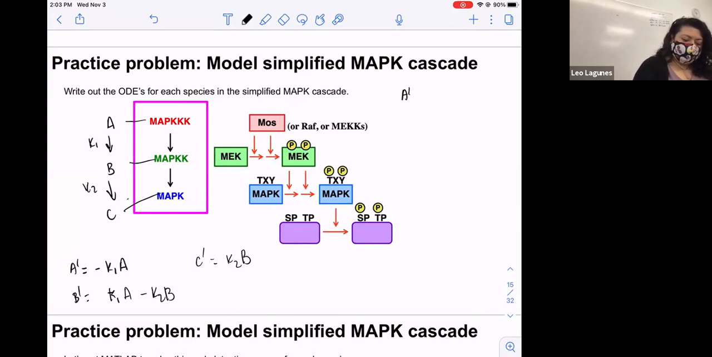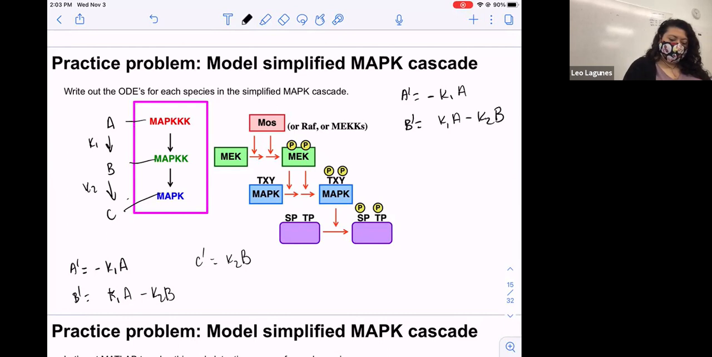So for A, we're only losing A, and this would be a first order reaction. For B, we gain B from A with the reaction rate of K1. So you can call it something different. But we also lose B with the coefficient of K2. And then finally, we're only gaining C, or the MAP kinase.